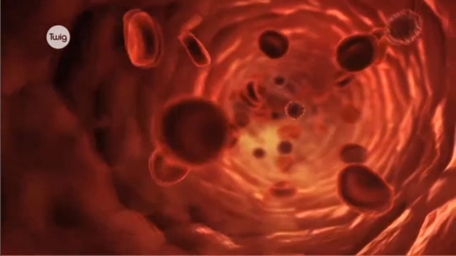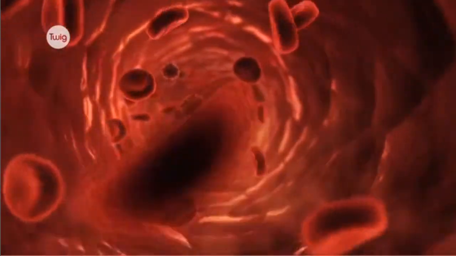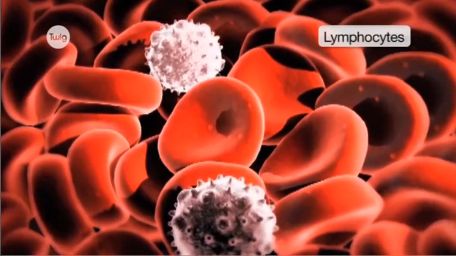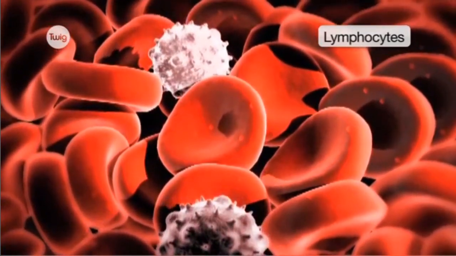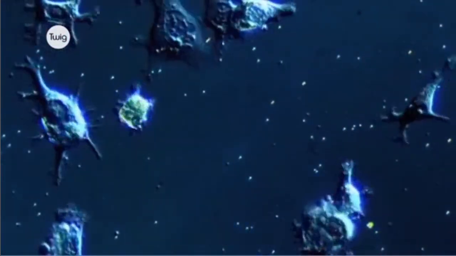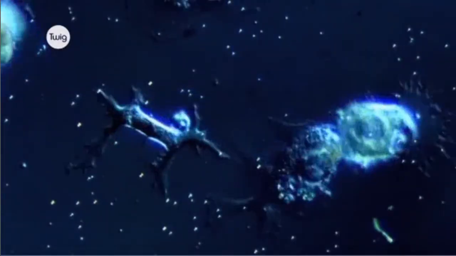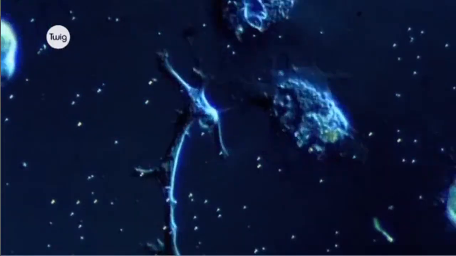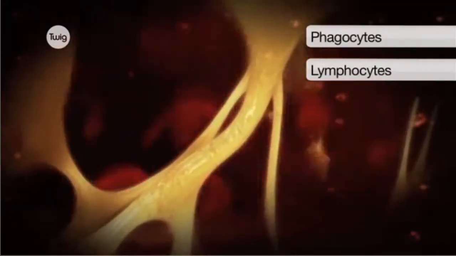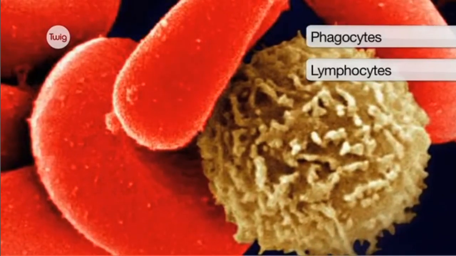But another type of white blood cell launches a more sophisticated response. The lymphocytes provide the body's third line of defense. Lymphocytes can recognize specific invaders, destroy them, and crucially remember them if they strike again. The two types of white blood cell, phagocytes and lymphocytes, are the key worker cells of the immune system. They are your body's defending army against infection.